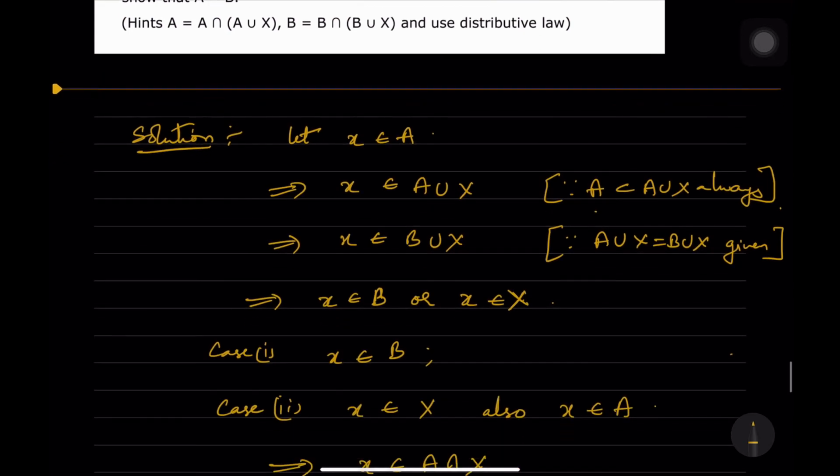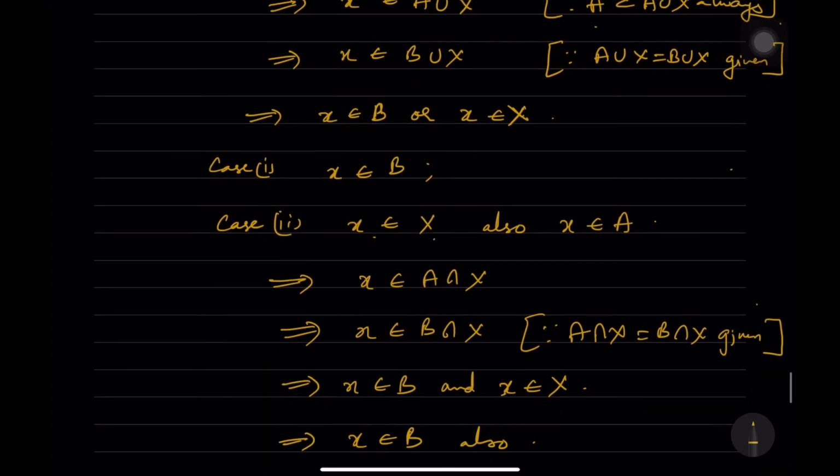So now case 1, we have X belongs to B, one case we can take, and the other one we can take that X will belong to capital X, also X will belong to A, and we have to prove that it's belonging to B also. So now how will we do that?